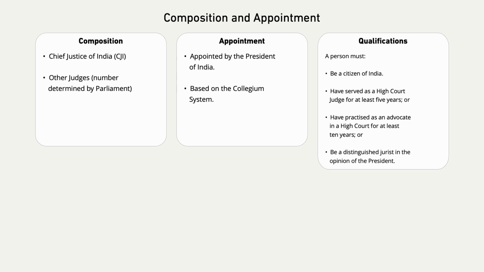Now there are different qualifications. A person must be a citizen of India. If you wish to be a Supreme Court judge, you need to have served as a High Court judge for at least 5 years, or been an advocate in a High Court for at least 10 years, or be a distinguished jurist in the opinion of the President. Even if you haven't served as a High Court judge or practiced as an advocate for at least 10 years, if in the opinion of the President you are a distinguished jurist, you have a special entry. That's also one of the powers of the President.